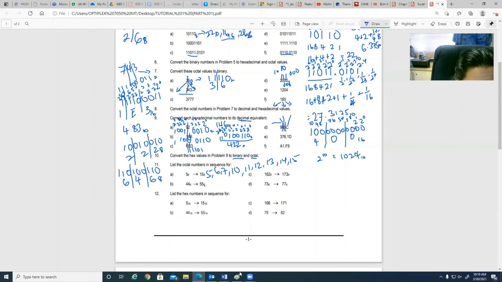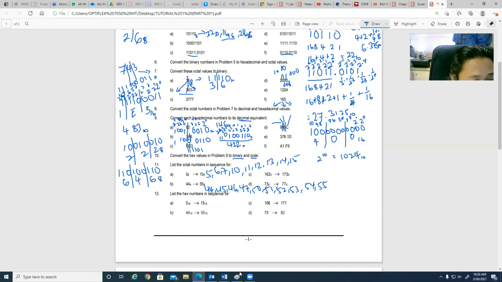Okay, this one will be 44, 45, 46, 47, 50, 51, 52, 53, 54, 56. Okay, 55. Right, so this is a sequence, the number sequence in octal from 44 octal to 55 octal, right? And then so on. This one you can try.